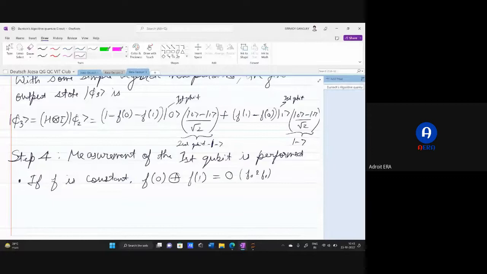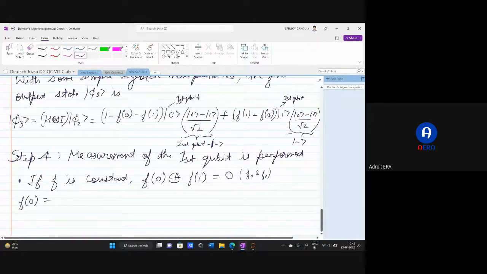How will you check for both of them? So f of 0 is equal to f of 1 is equal to 0. This is what you got for f0. So what will you get then? Now you are going to put these values, f of 0, f of 1, here. Look at this expression here. Put those values here, in phi 3, right?